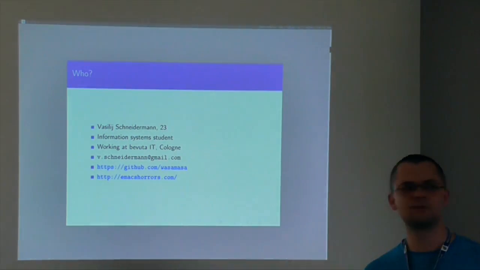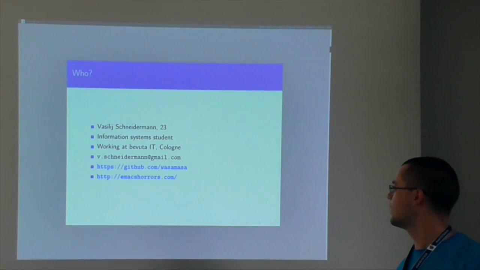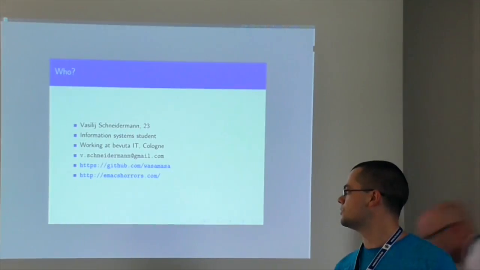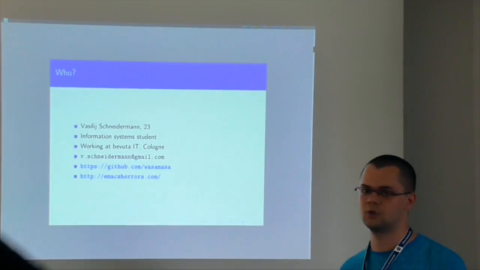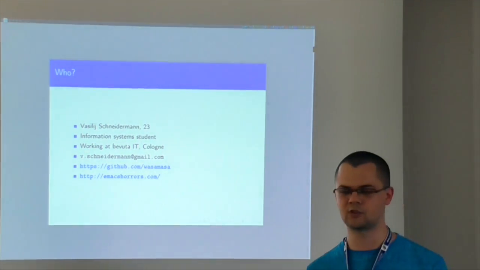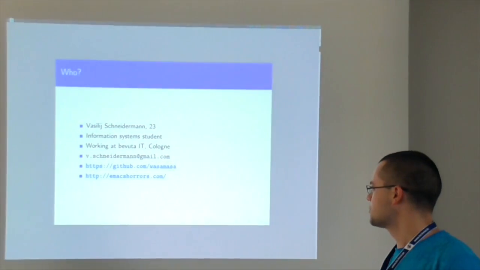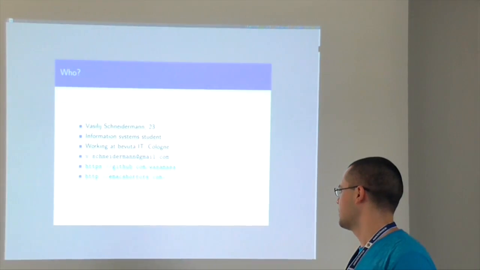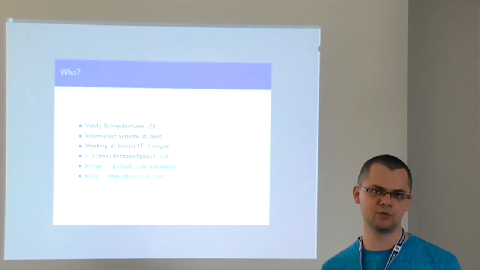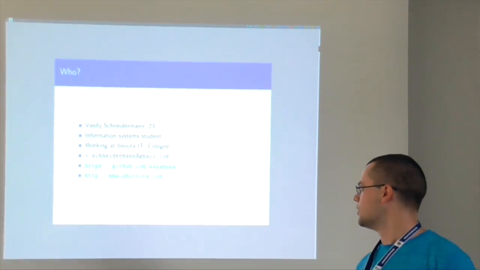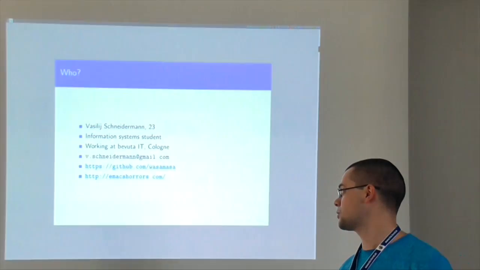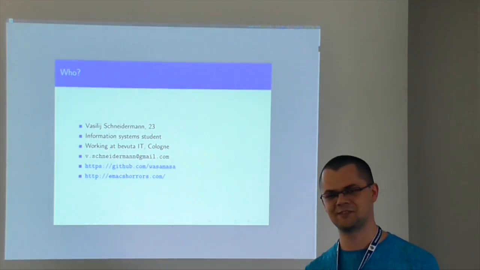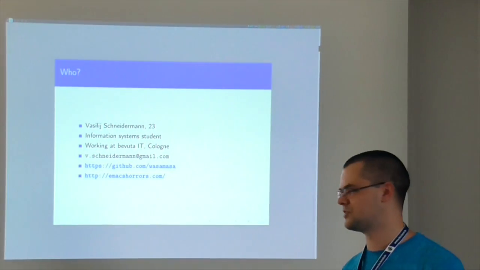So, as to myself, my name is Vasilij Schneidermann. I'm 23 years old. I'm an information systems student. I'm currently having an internship at Untitled, where I'm writing Ruby on Rails code and Clojure scripts. And in my spare time, I program in Chicken, Emacs Lisp, and many other languages. I'm of course on GitHub, including all my projects. And I have a blog, emacssource.com, where I write about all the horrible things I find inside Emacs, just to have some platform to put them on.